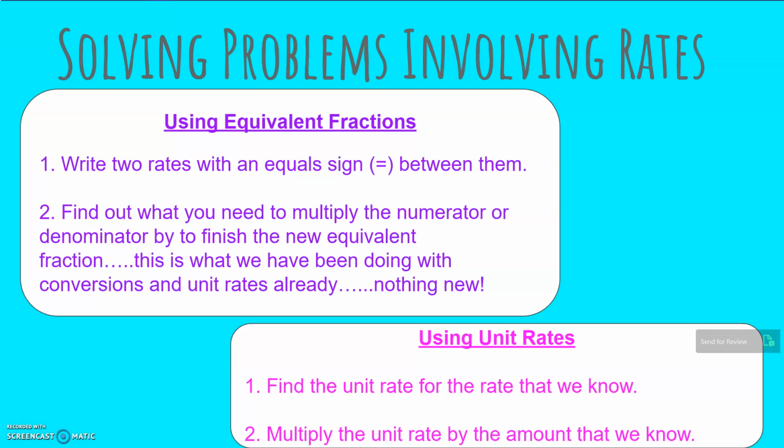Using unit rates, find the unit rate for the rate we know, and then multiply the unit rate by the amount that we know. So there's two ways to solve problems involving rates. We can just go straight from one fraction to the other, but if we can't do that, we might use a unit rate. Take it down to its simplest form and then multiply it back up.